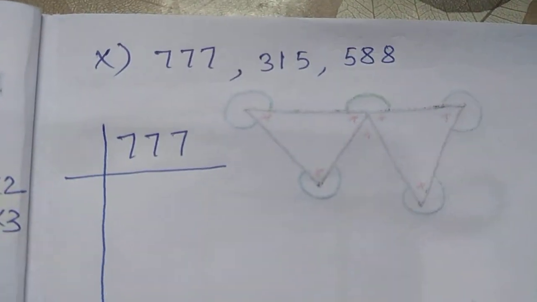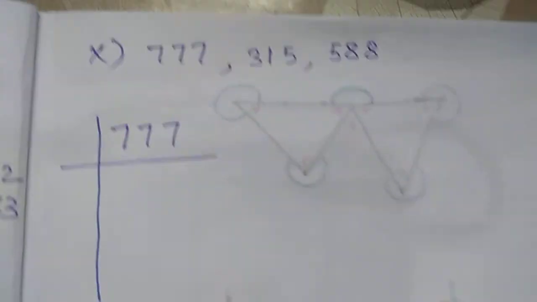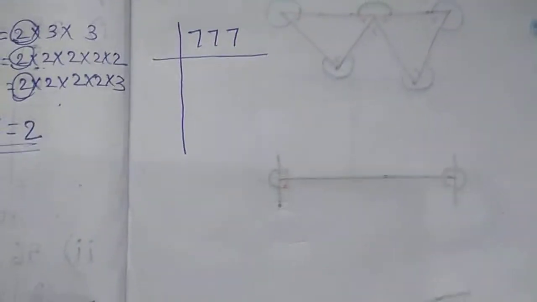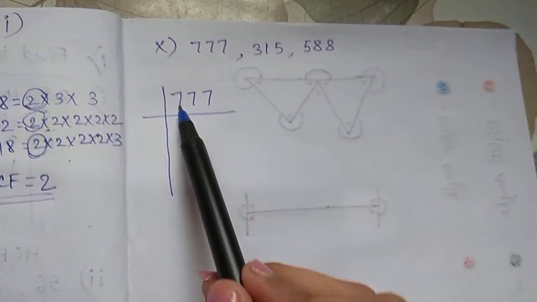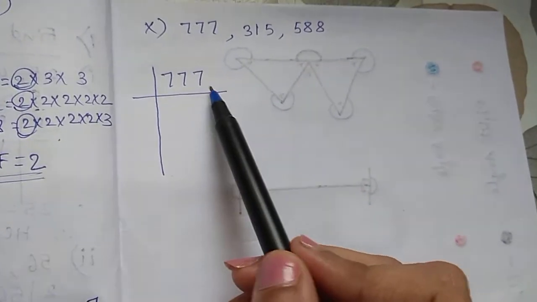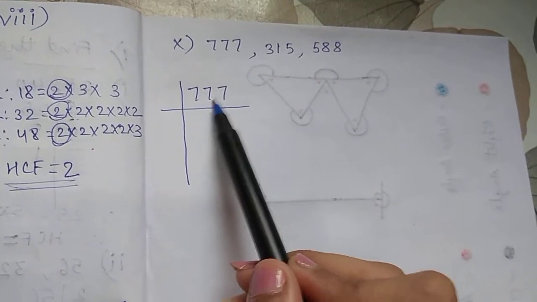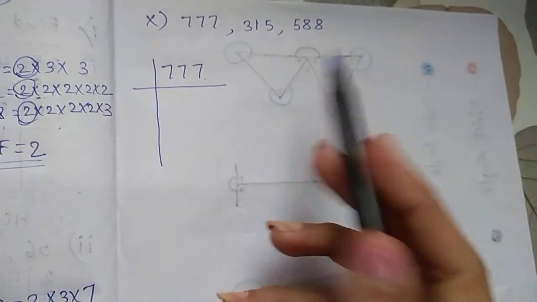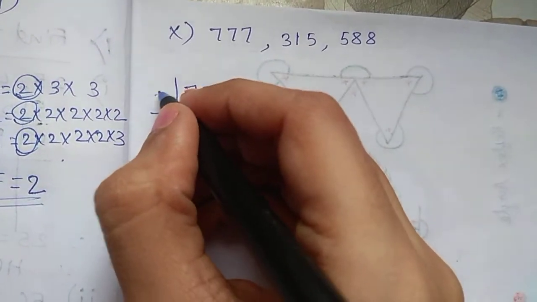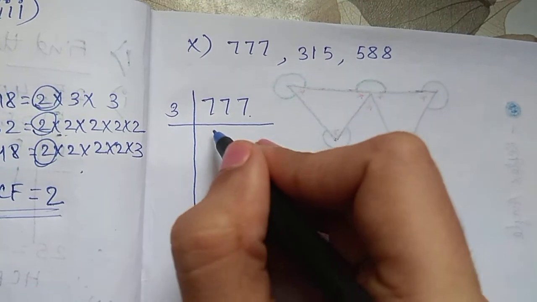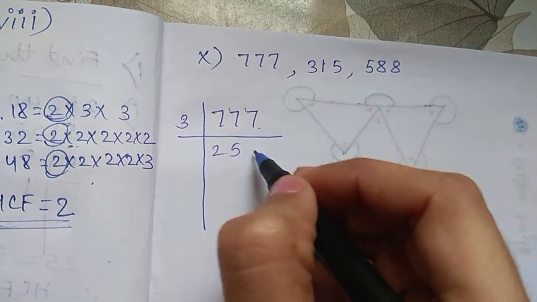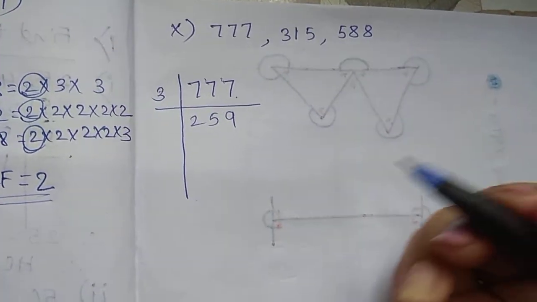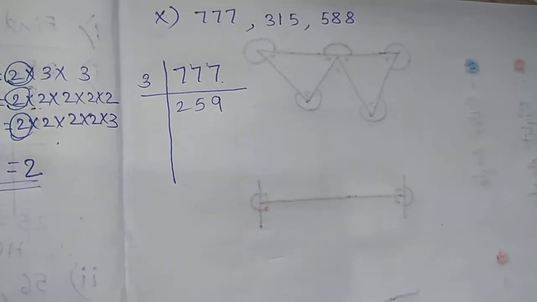Obviously 777, we might be thinking of dividing it by 7. But let us check whether it is divisible by 3 or not, because obviously it is not divisible by 2. 7 plus 7 is 14, 14 plus 7 is 21. Yes, so we are dividing it by 3 first. 3 2s are 6, 3 5s are 15, 3 9s are 27. 259.